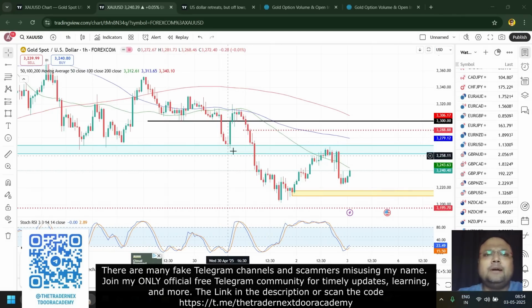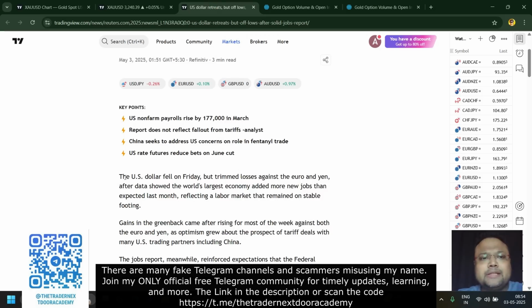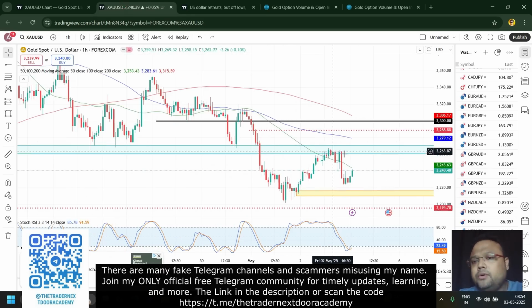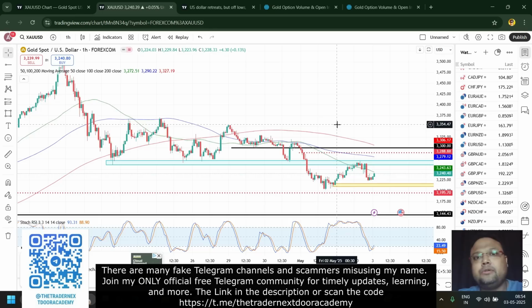Anyways, yesterday's NFP was good for dollar. You can see US dollar fell on Friday, but trimmed losses against euro and yen after data showed the world's largest economy added more new jobs than expected last month. The unemployment rate did not change. It was 4.2 expected and came around 4.2. But the numbers were good. And if you look at a chart of gold, then gold came down and it settled around 3240 area.